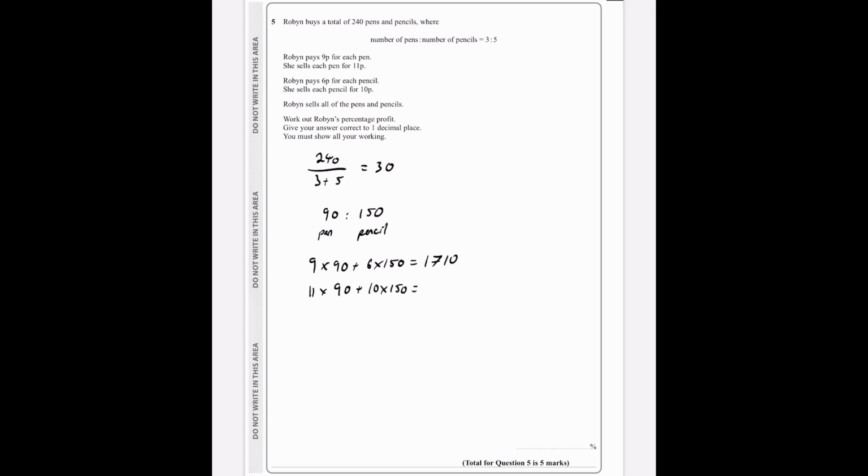They made 2490, and then to find the percentage profit, find the difference between them, 2490 minus 1710, divide that by 1710, times it by 100, and that's 45.6% profit. Pretty healthy profit, if you ask me.